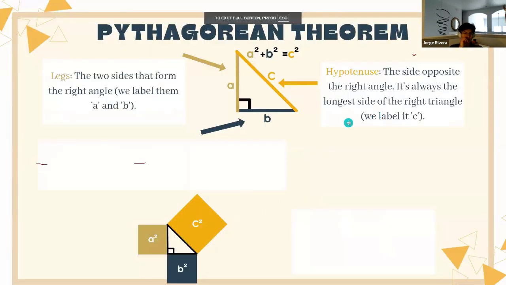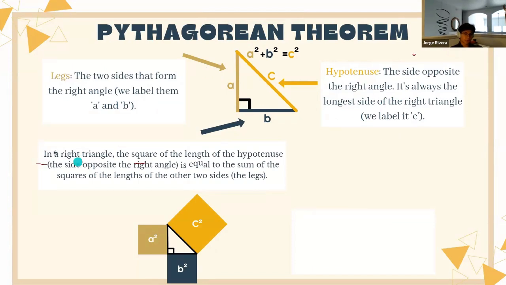So let's go over the Pythagorean theorem. Basically, right triangles are triangles with 90 degrees. They are made up of two legs, the two sides that form the right angle, which we'll label A and B, and the hypotenuse. The hypotenuse is the side opposite of the right angle, so it is always the largest or longest side of the right triangle. We'll label it C. In a right triangle, the square of the length of the hypotenuse is equal to the sum of the squares of the lengths of the other two sides, as in the legs.